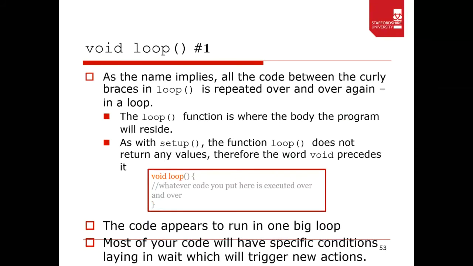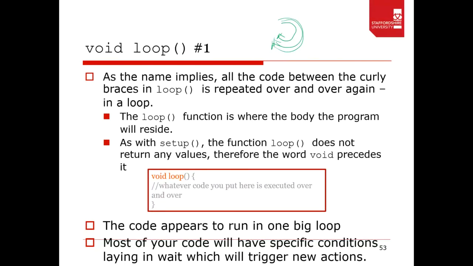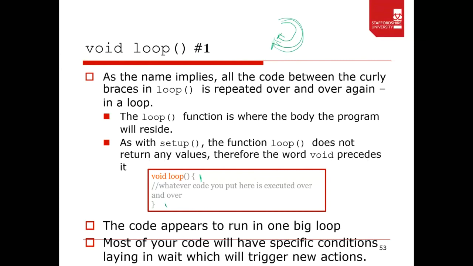So then we have the loop, the void loop. This is a loop over and over again from the start of the program to the end of the program. All the code between these curly braces in the loop, so between here and here, is repeated. The code appears to run in one big loop, and most of your code will have specific conditions lying in wait which will trigger new actions.